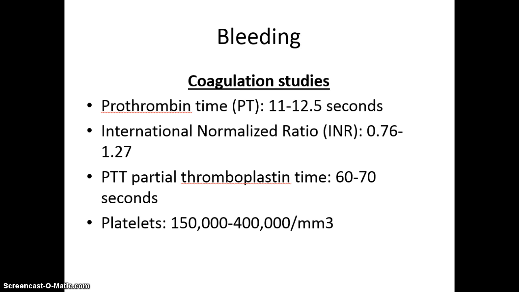So our prothrombin time, or PT, is 11 to 12.5 seconds. INR is called International Normalization Ratio, and it's a lab value that they standardize so that every lab comes up with kind of the same number. Your PTT is partial thromboplastin time, and that is also done in seconds, 60 to 70 seconds, and that one goes with heparin. And then our platelets, which help with clotting, 150,000 to 400,000.